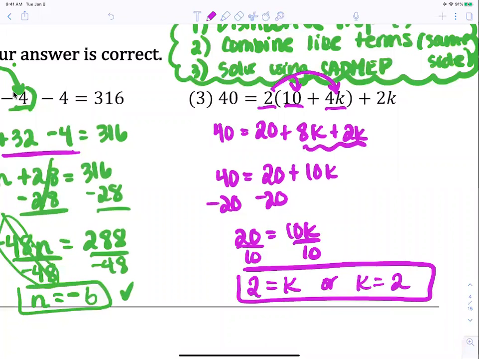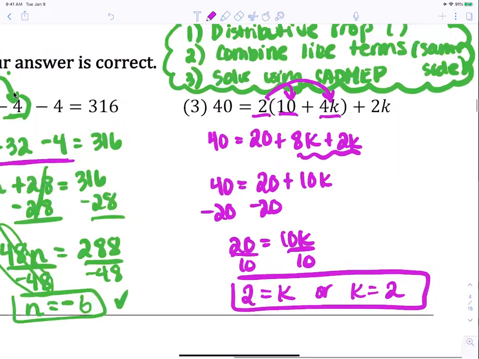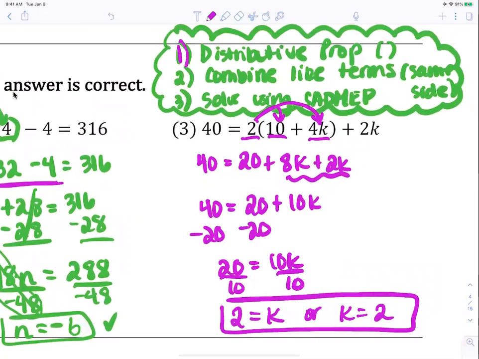Okay, hopefully for your final answer you got k equals 2 or 2 equals k. Either one is fabulous. This one uses all the steps. Again, my first step is going to be distributive property, which is the first thing that I did. Second step is going to be combining like terms, which I also did. Once you distribute, you actually are left with an 8k plus 2k, which can simplify down to 10k.